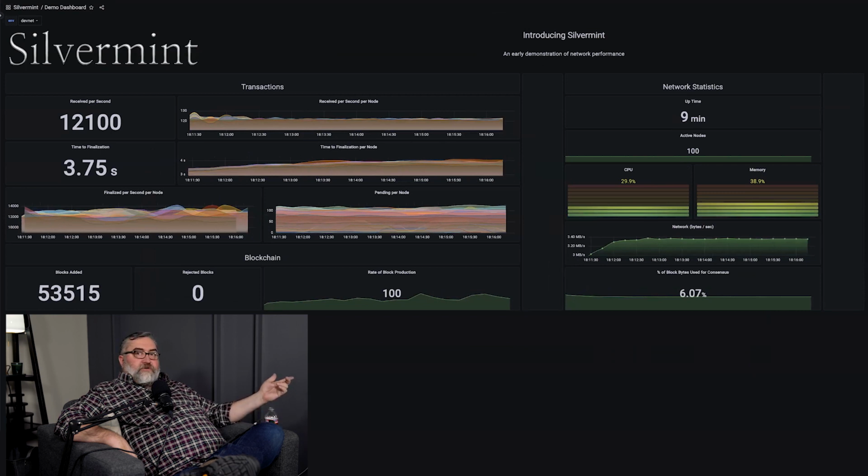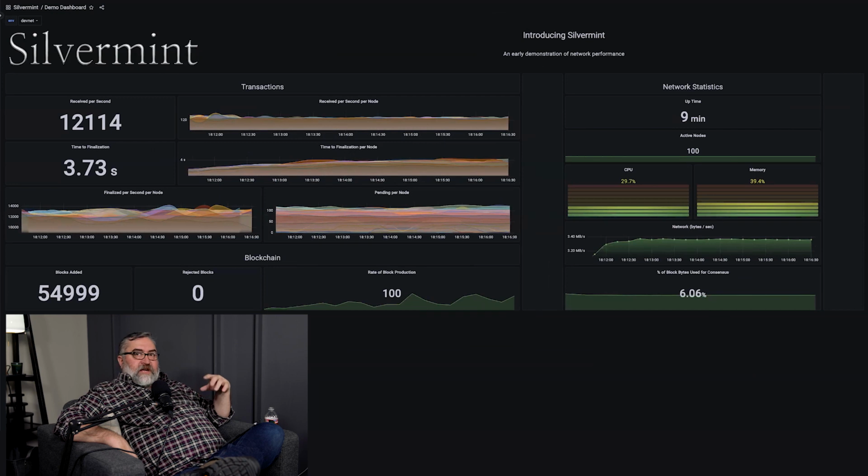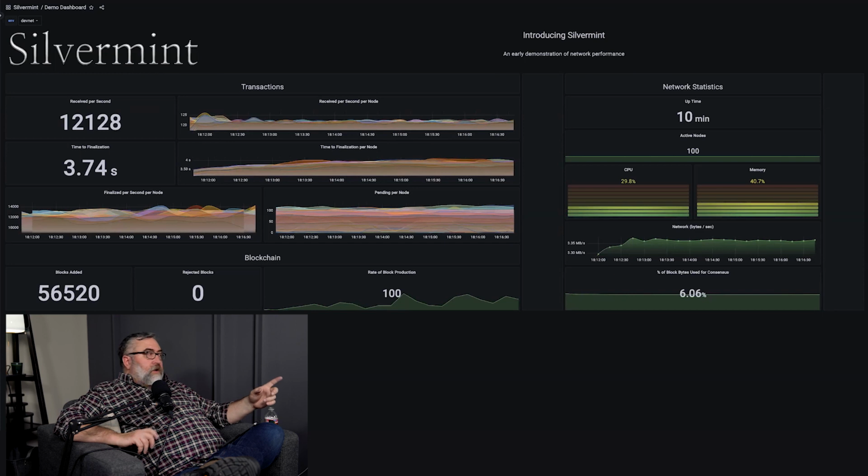Those are actual payment transactions, unlike on a network like Solana, where they will claim that they're doing 20,000 transactions a second, but 75% of those transactions are what they call voting transactions, and only 1 in 4 are actual payments. This is a count of actual payments being made between wallets on the network.